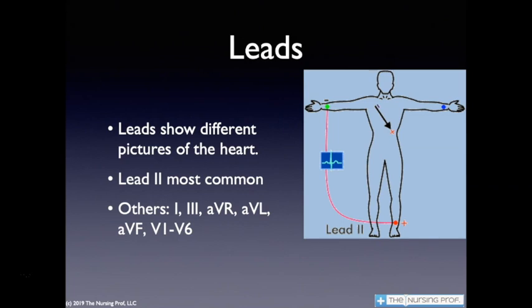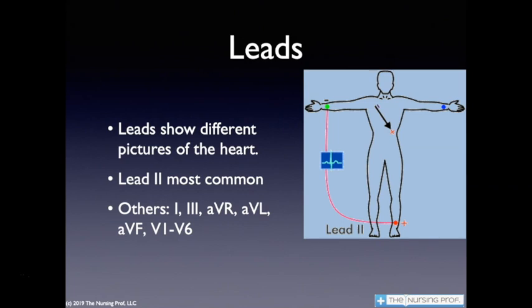Imagine that you're walking around your house. As you walk around and look at your house, you're going to see it from different perspectives. It's going to look different in the back than it does in the front, right? Same thing is true with the heart. The heart's going to look different in the back than it does in the front. That's why we need different leads, so we can look at the heart in different ways, from the bottom, from the sides, so that we can see different parts of the heart to be able to tell if there's damage or there's something going on.